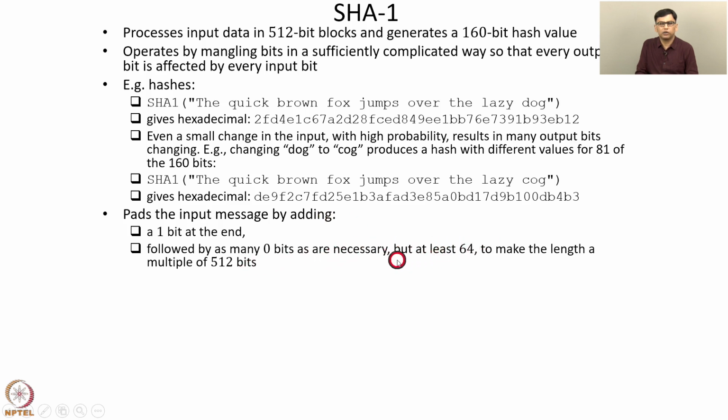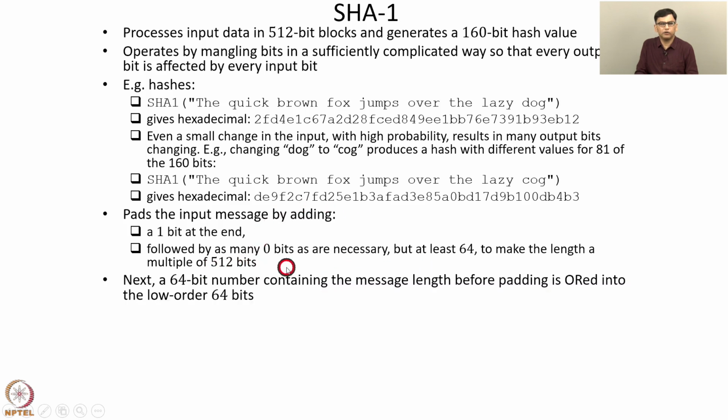So for example, if the input message is 511 bits in length, then a 1 bit will be added at the end, then it will become 512 bits in length, and then zeros are added to make the message a multiple of 512, but it is already a multiple of 512, but then the rule is that at least 64 zeros must be added. So hence 512 more zeros are added to make the message 1024 bits in length. So this is the rule. First we add a 1 bit and then add a string of zeros, at least 64 zeros, such that the length is a multiple of 512 bits.